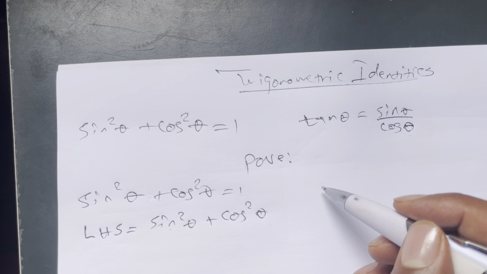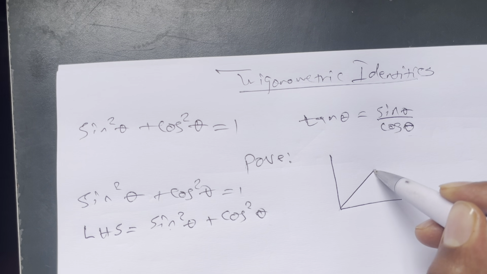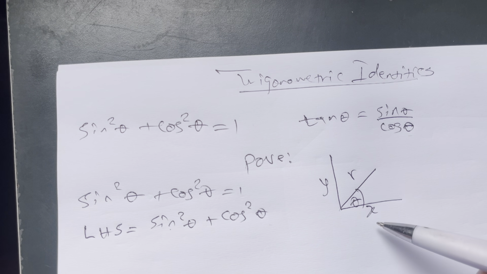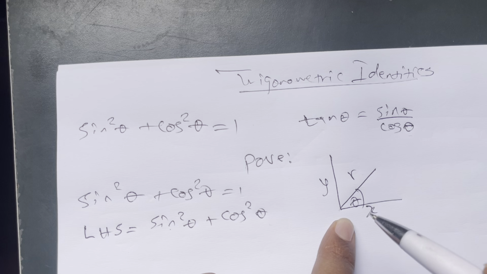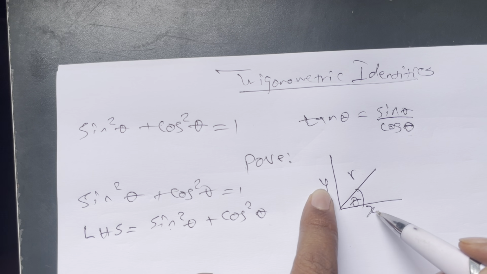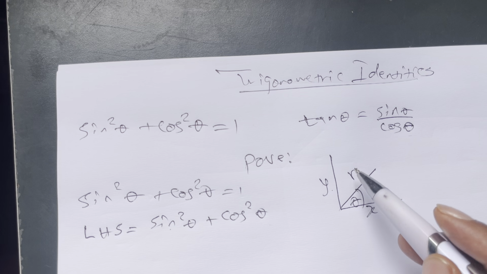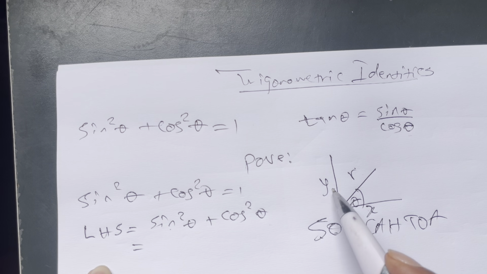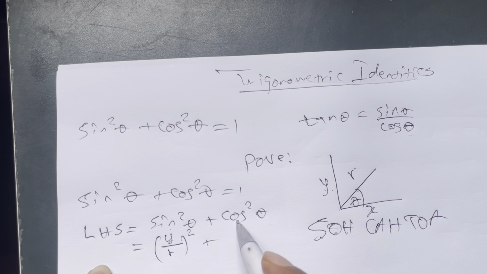But sine theta, if you draw your diagram here, x, y, r, you put your theta there. You know that this is adjacent, opposite, and hypotenuse. So sine of theta, also remember your SOH CAH TOA, sine is opposite over hypotenuse. This is opposite and that is hypotenuse. So it's going to be y over r, all squared, plus cos squared theta.